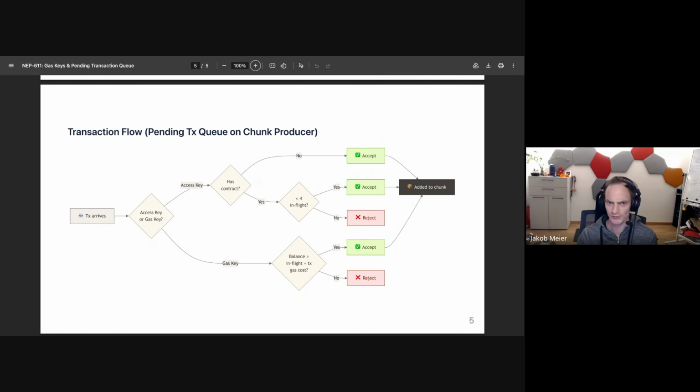So we had some back and forth, tried to make the design fit better into the existing design around keys, like how access keys and these new type of gas keys work together. And I'm really happy with what we have in the end. I think this is the best solution that we have come forward with, or really I should say that the team has come forward with.